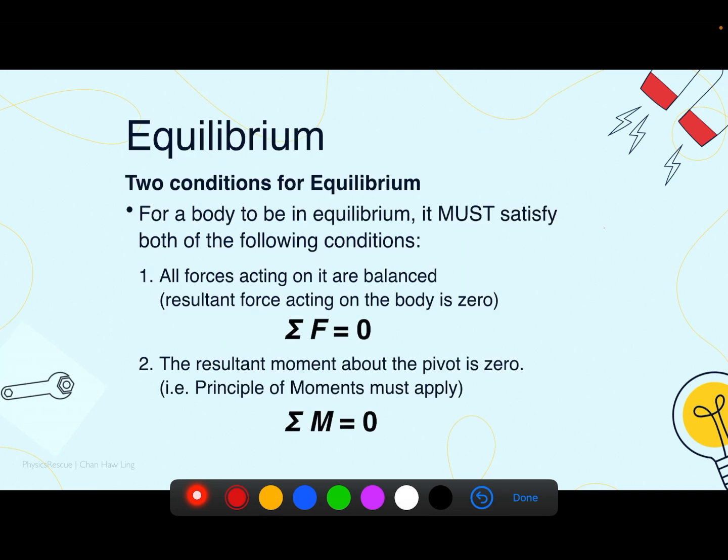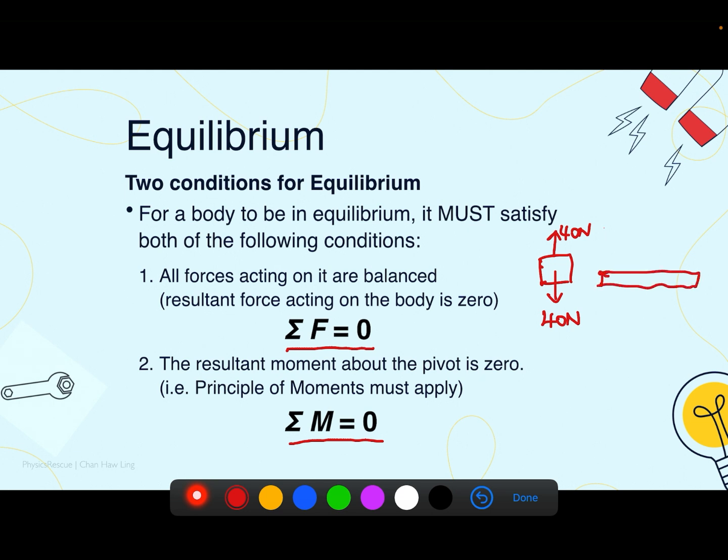We can look at the definition of equilibrium, or the two conditions for equilibrium. For a body to be in equilibrium, two conditions must be met. One is the resultant force must be zero, and secondly, the resultant moment must be zero. When we talk about resultant force being zero, it can be that the upward force is equal to the downward force. So if the weight, for example, is 40 newtons, the upward force must be 40 newtons. And in the case of moments, very commonly you have, say, a seesaw.